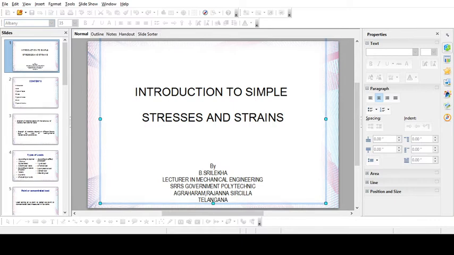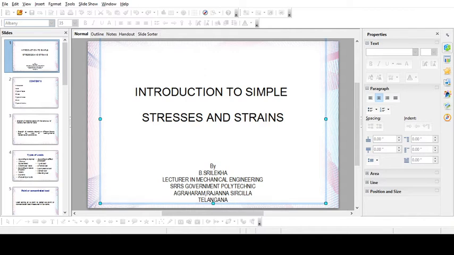Now, strength of materials is nothing but the maximum resistance of the body or of the material which can be offered to the external applied loads. Simply, we can say that strength of materials is that subject which deals with the behavior of materials or behavior of the bodies under external applied forces.